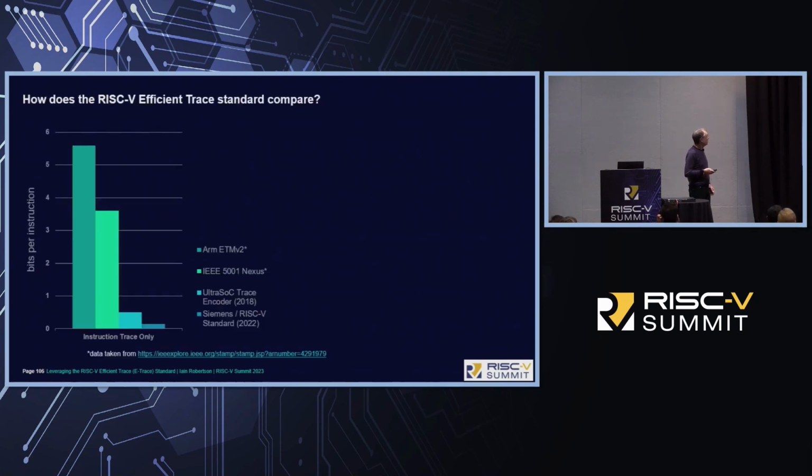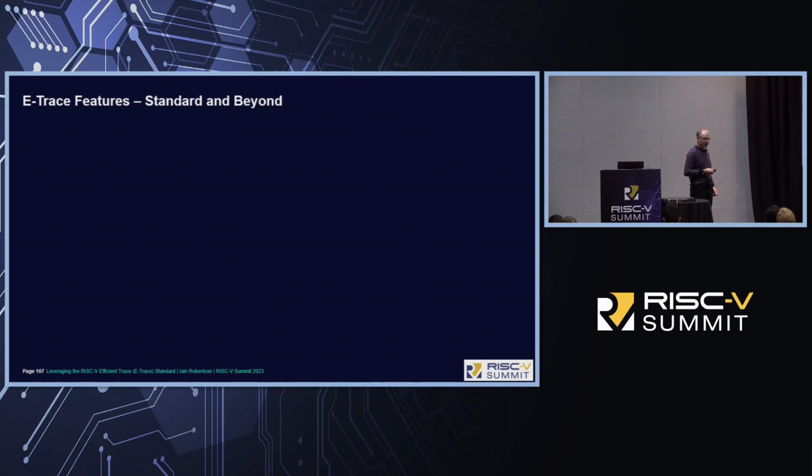Okay, so the E in eTrace stands for efficient. So this illustrates why that is. We can see the encoding efficiency is very high, in the order of a tenth of a bit per instruction. And as I said earlier, the efficiency means you can trace for longer or more, and use less bandwidth.